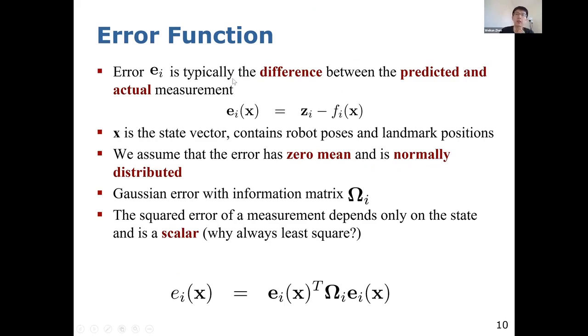The first thing to define the difference is to define the error function. This error function models the difference between our prediction and our measurement. Let's say our prediction is fi given the hidden state x, and our measurement is zi. Again, this index means the index for measurement. For each measurement, we can define an error function called ei. x here is a state vector, and it contains the robot poses and landmark positions. Let's take a closer look at what x, the state vector, is.